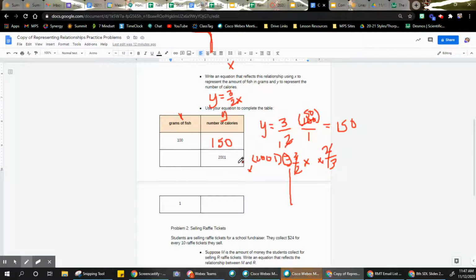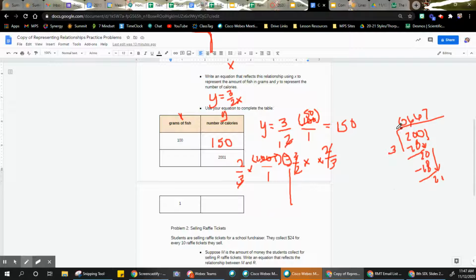Anything I do to one side, I have to do to the other. I'm going to put it over 1. And 3 actually can go into 2001, so let's find out how many times. Okay. 3 goes into 2 0 times, but it goes into 20 6 times. Minus 18 is going to give me 2. Bring the 0 down. That's 20. So again, that's 6. Minus 18. That gives me 2. Bring the 1 down. 3 goes into 21 7 times.